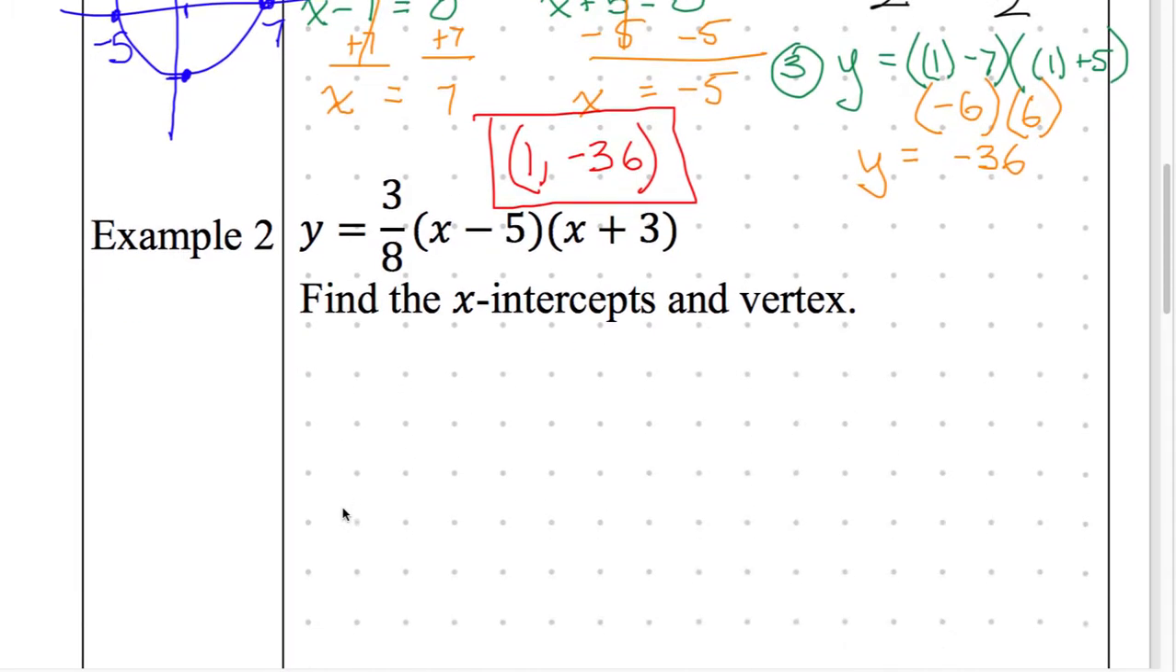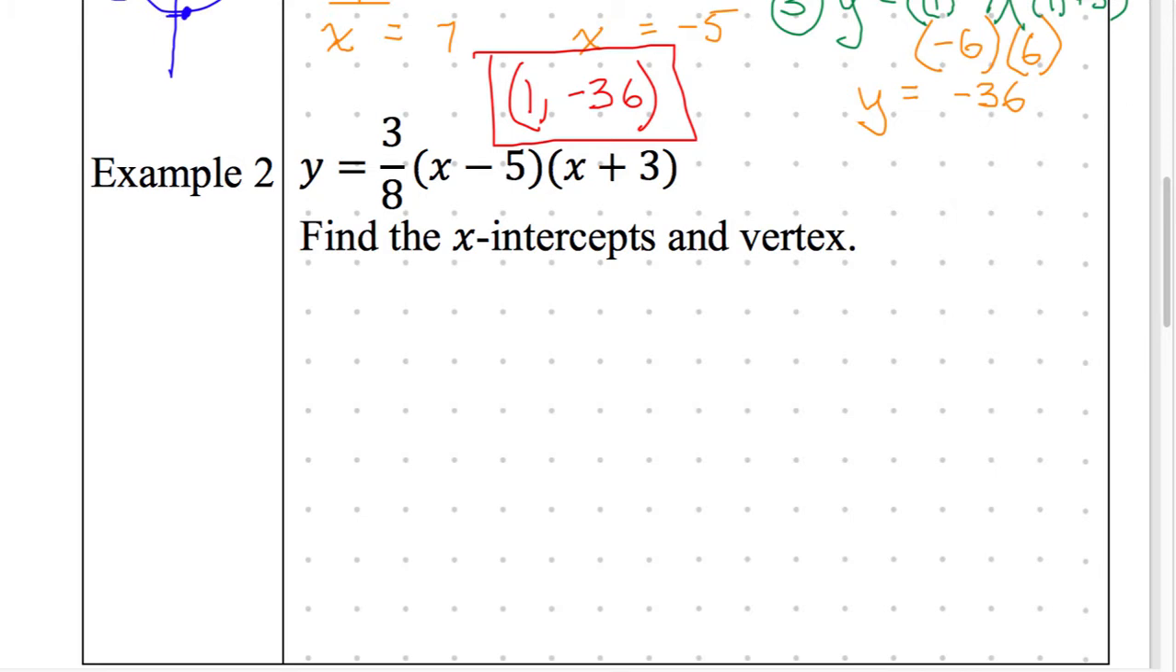All right. Let's walk through this one again. This is a slight deviation. All right, we're doing step 1 now. Who can help me with step 1? Jessica. Yep, set y to 0. There it is. So 0 is now equal to 3/8 times the quantity of x minus 5. Nothing here changes on the right-hand side. Times quantity of x plus 3. Yeah, thank you, Jessica.